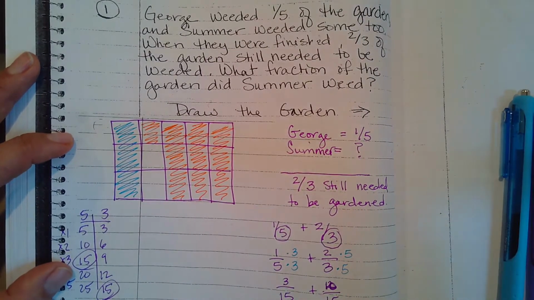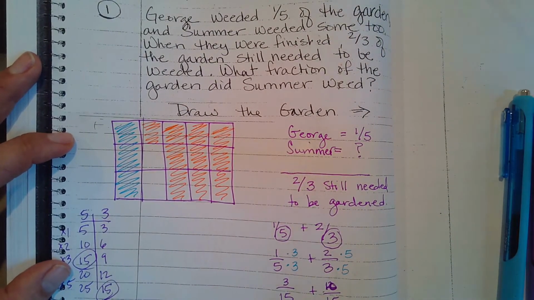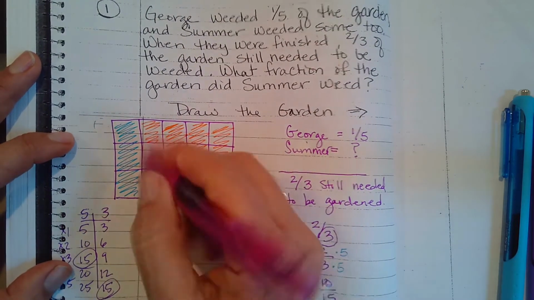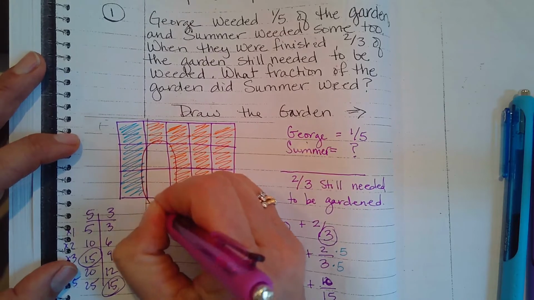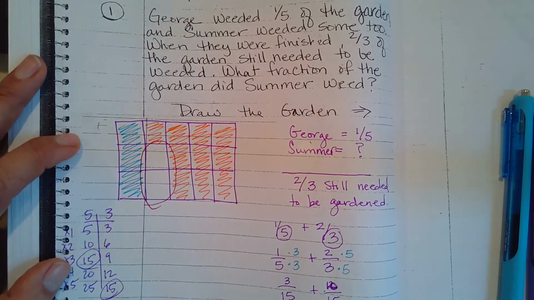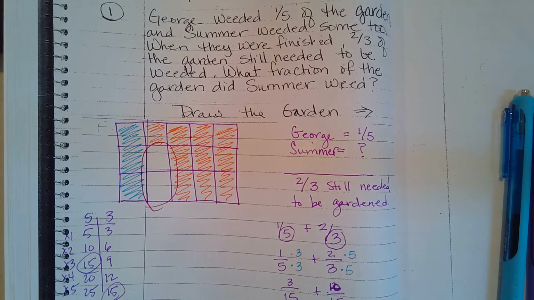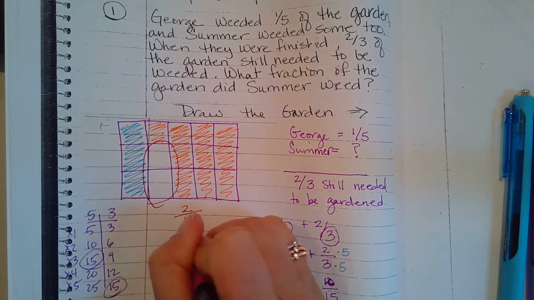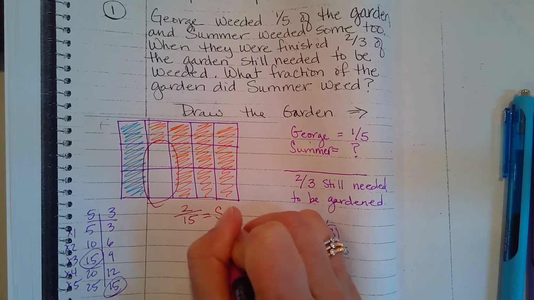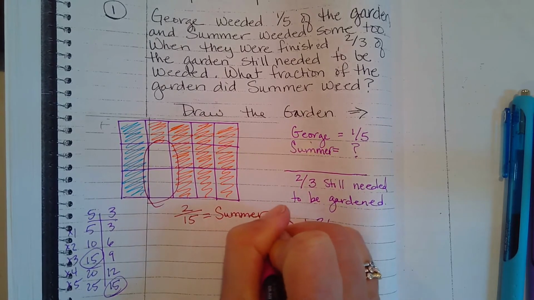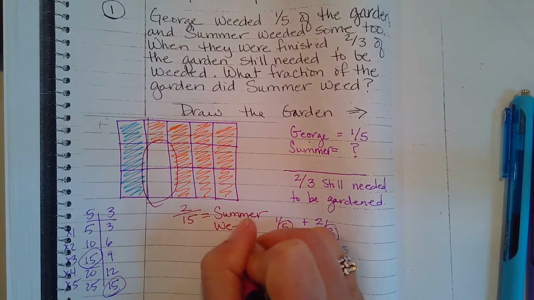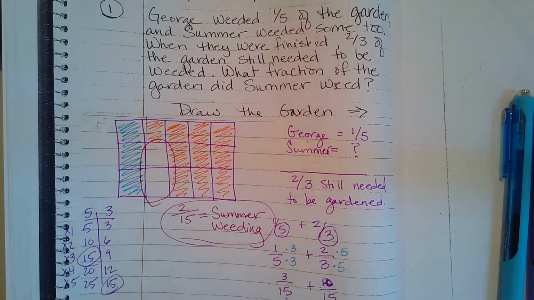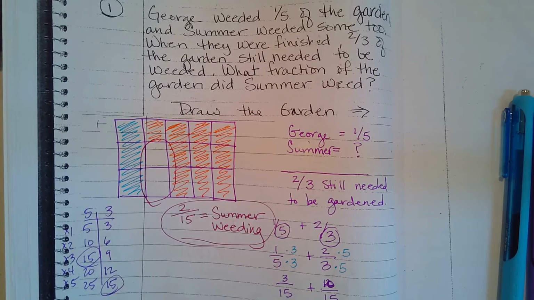So how much did Summer weed? She weeded 2/15, right? 2/15 is equal to Summer weeding. So do you see how drawing the picture just helped us solve that so easily? All right, so let's try another method.